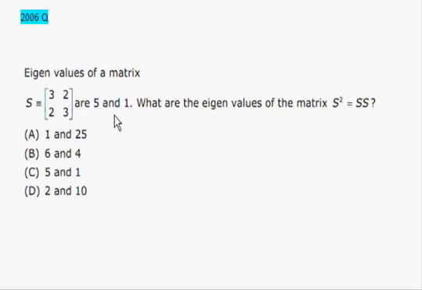This is a 2006 question. The eigenvalues of the matrix S are 5 and 1. What are the eigenvalues of matrix S square? You know very well that if the eigenvalues are lambda 1, lambda 2, then the square of the matrix will have eigenvalues lambda 1 square, lambda 2 square. So 5 square is 25 and 1 square is 1. So 25 and 1 are the eigenvalues of S square. So 1 and 25. A is the correct answer.